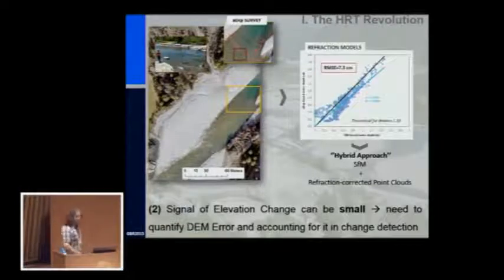And this comes to the second point that we want to leave on the table, which is quite important. Sometimes the elevation change in gravel rivers can be very small. It depends on the temporal scale in which we are working. So that means that all these errors, which are sometimes very complicated, need to be taken into account. And that's quite important when we do change detection using this high-resolution topography.